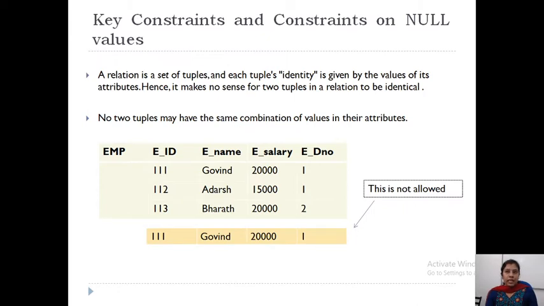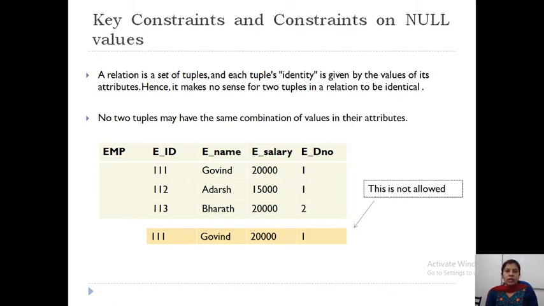Then we'll see the key constraints and constraints on null values. A relation is a set of tuples, right? Now, how will you identify the individual tuple in the relation? At the beginning, I said you'll have some sequential number or ID assigned to each tuple, right? But in general, we will use certain attributes which have uniqueness.